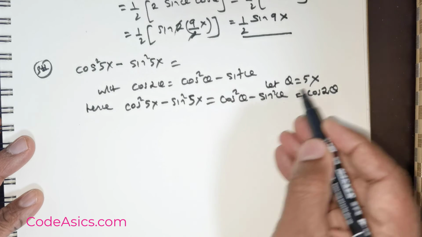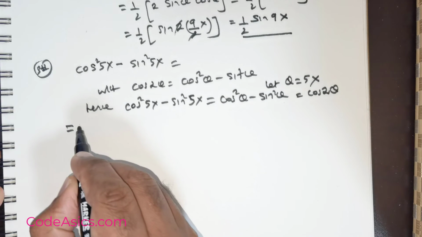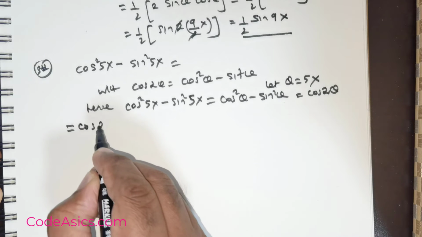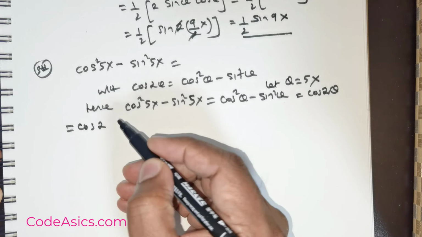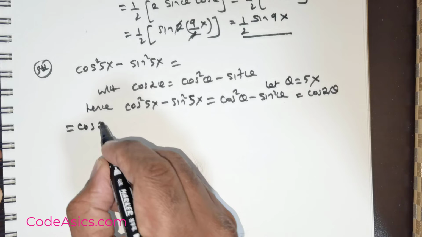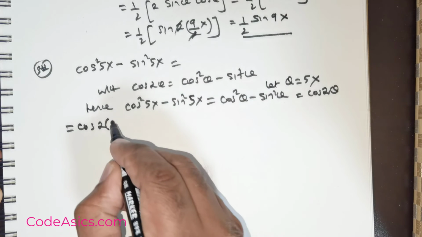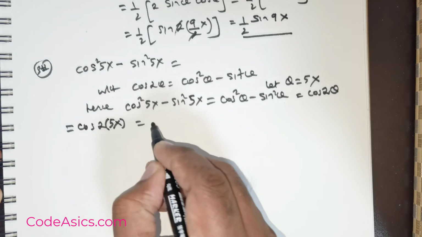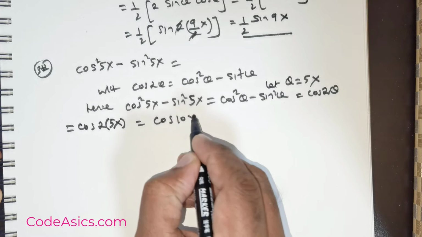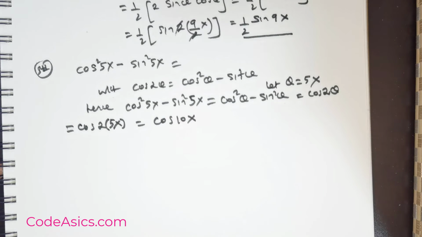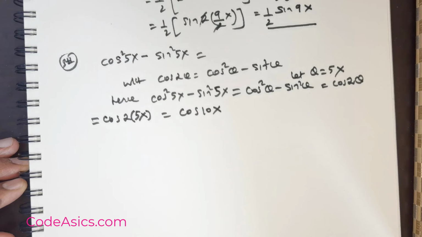But since theta is equal to 5x, this is going to be equal to cos of, in other words cos followed by 2, and in place of theta you replace 5x, so this is going to be cos 10x. So that is going to be the solution for this particular question.